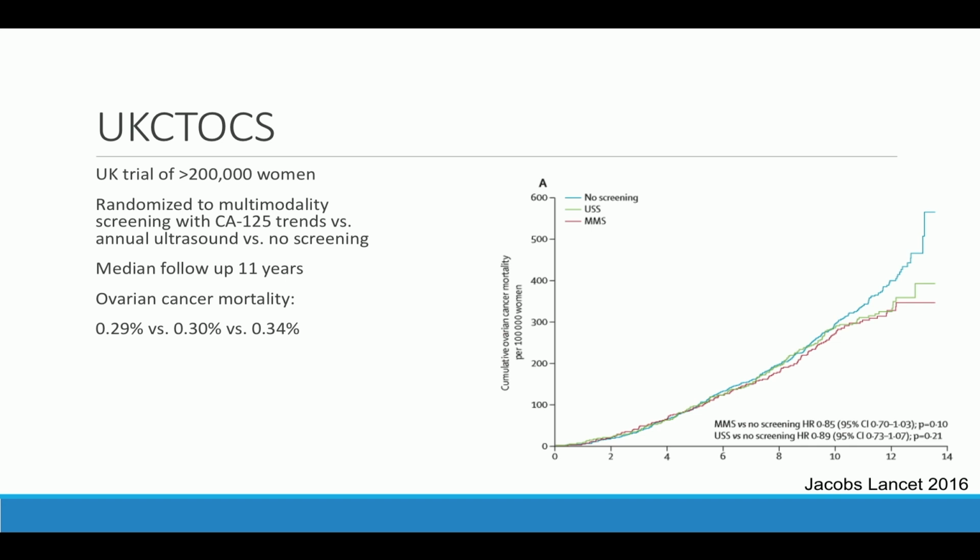Now, you can see that if you look out towards the right side of the graph, you start to see a little bit of separation where maybe the women having multimodality screening start to do a little bit different than the other women, or the two screening groups versus the control group. So you can see the no screening arm here kind of start to increase ovarian cancer mortality late. It seems to split off a little bit. And the authors of this trial did some reanalysis and think maybe this is a little bit positive eventually.